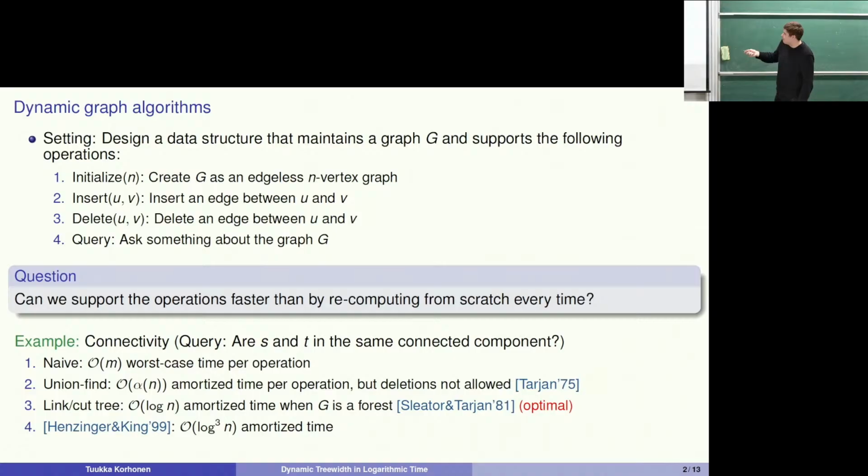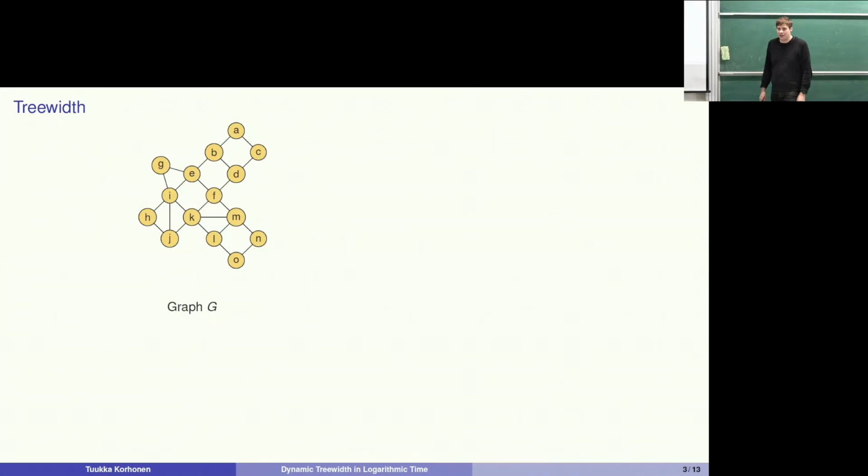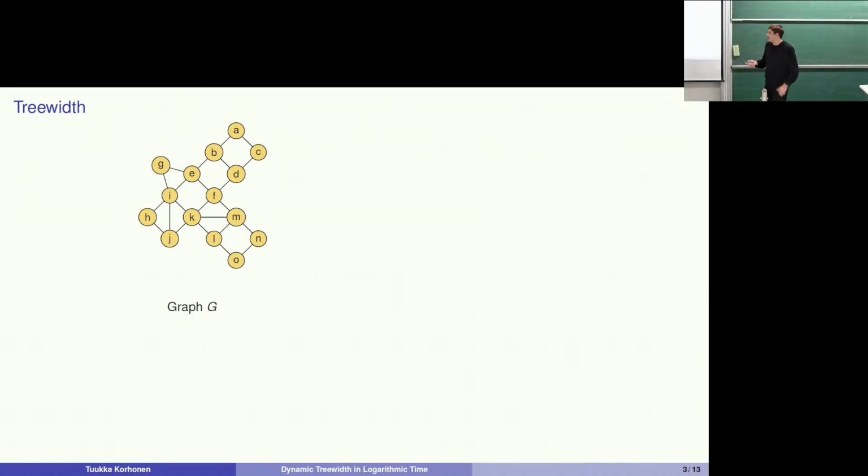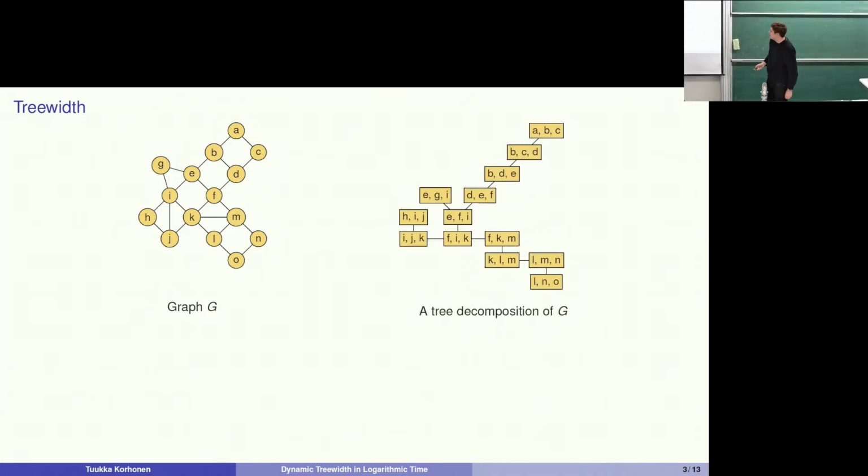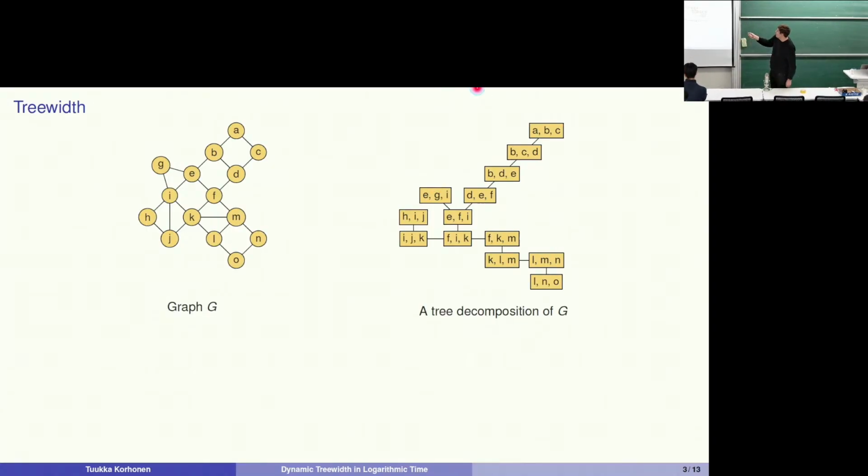Okay, but this was some introduction to dynamic graph algorithms. Let me then go closer to the actual topic of this talk, which is dynamic Treewidth. Probably most of the people here have seen the definition of Treewidth, but let me still go through it. Here we have an example graph, and here we have a tree decomposition of the graph. Treewidth is a graph parameter that is defined via tree decompositions, and a tree decomposition is a tree consisting of bags, and bags are just sets of vertices.